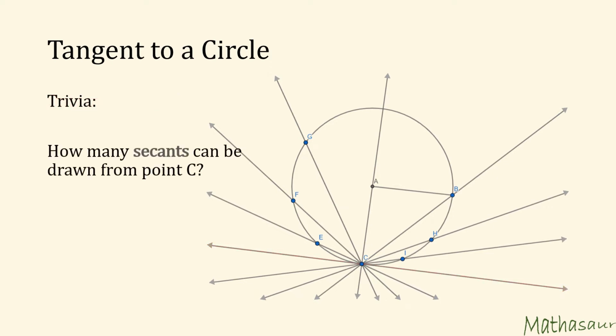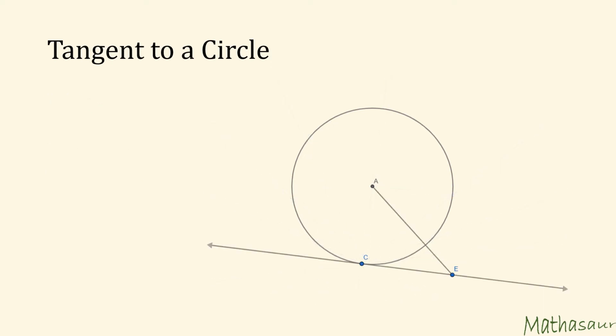Now how many secants can be drawn from this point C? Recall that a secant is a line that touches the circle at 2 points. So if we take away the tangent, all the other lines are secants to this circle. Alright, let us go back to the tangent at point C.